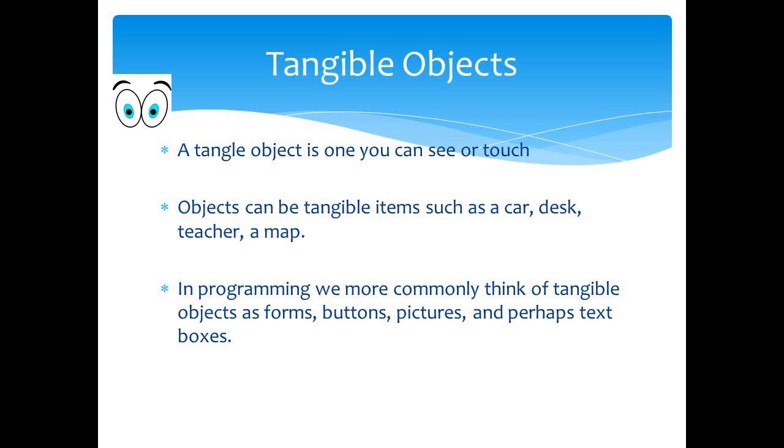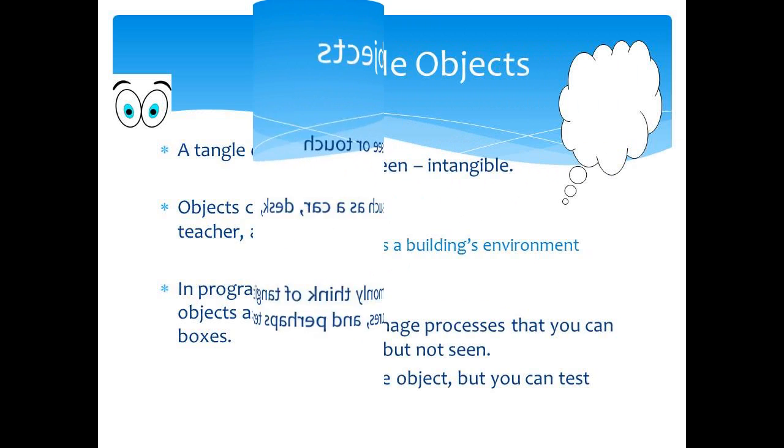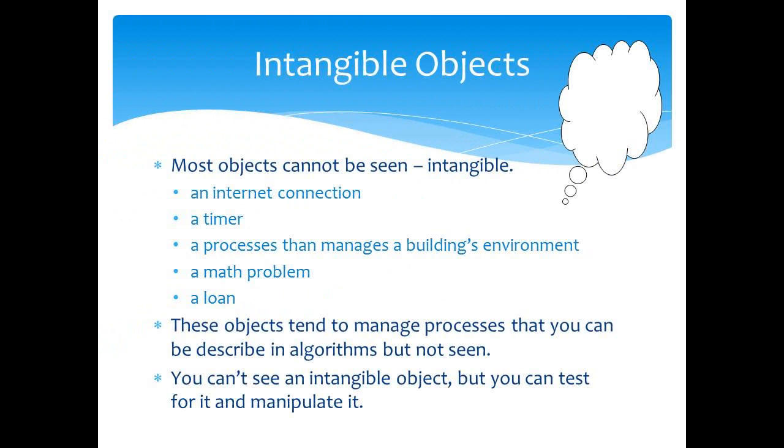Objects can be tangible items, like a car, as I mentioned, or a desk, or a teacher, or a map, or a button. But in programming, we commonly think of tangible objects as those things that we can feel or touch. But that's not the only objects that we deal with. We also deal with things called intangible objects. An intangible object is something that is there, and you know it's there, and you can test for it being there, but you can't physically see it, like you can see a text box or a radio button.